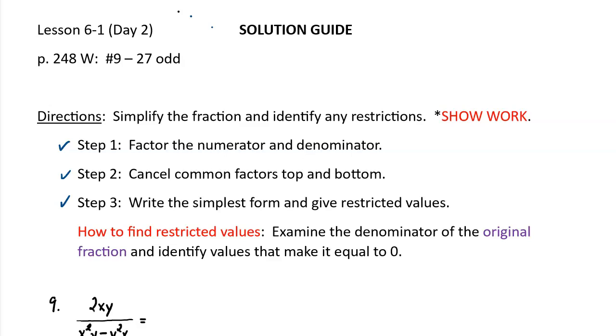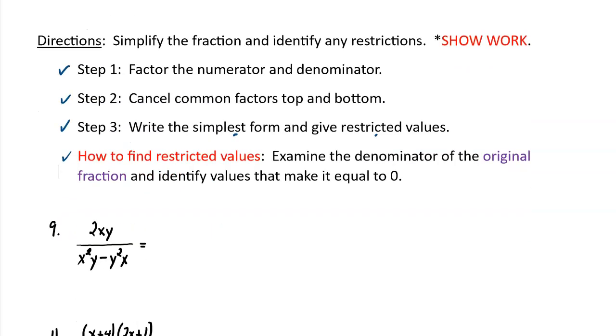In the day 1 assignment, there were several students that submitted their paper. They gave simplest form but did not remember to include the restricted values. So pay attention to that this second time through. Now, how do you find the restricted values? You examine the denominator of the original fraction and identify values that would make the denominator equal to 0.